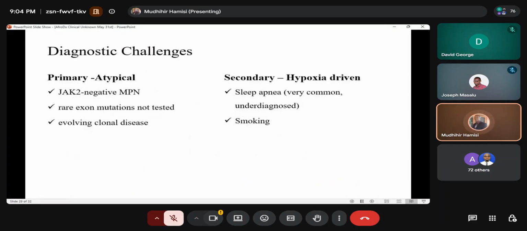So there are diagnostic challenges, as we were unable to measure the relative clones, and the rare exon mutations were not tested. And also, we were unable to confirm if the patient had sleep apnea, which is very common, leading to hypoxia and erythrocytosis. But as the patient was a smoker, we entertained this as the most probable cause of the polycythemia.